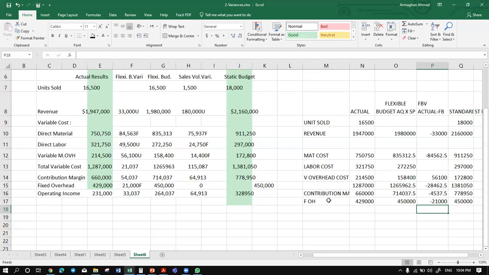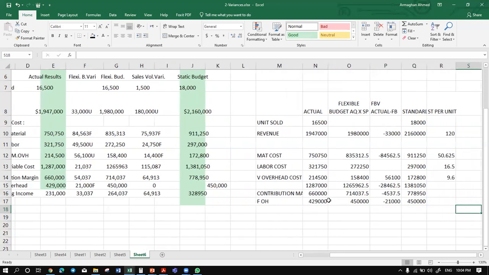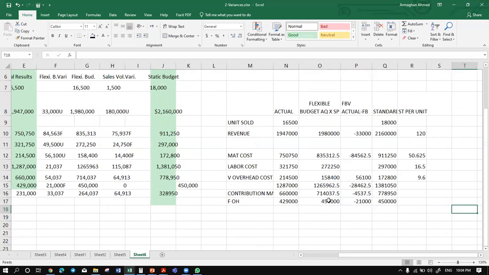So understand this. If the data here is given for the year only, but had they mentioned a monthly budget, and they asked for one month's fixed overhead flexible cost, how much would you calculate? Divided by what? Divide 429 by the period, divide 450 by the period.